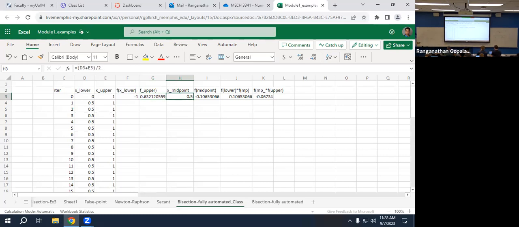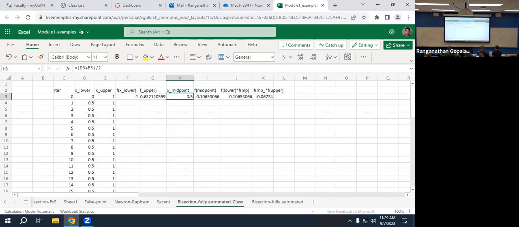The whole point of automation or programming is not to commit yourself to specific numbers, but to symbols. You write midpoint is D3 plus E3 divided by 2. Whatever D3 and E3 is, you will be able to get the midpoint. What is the midpoint of 0 and 1? 0.5. And then what is the value of the function at that midpoint? That is also now relevant. What is f of xm? That is an important thing that we need to calculate. You can simply do that.